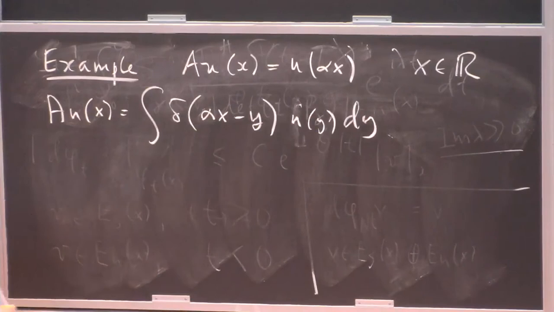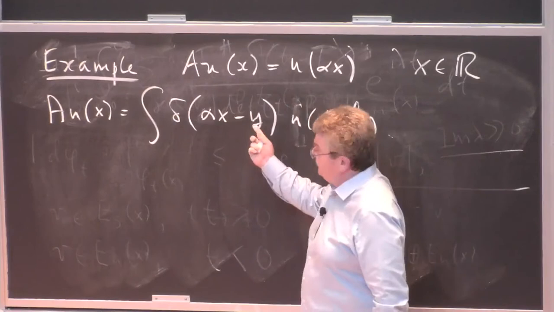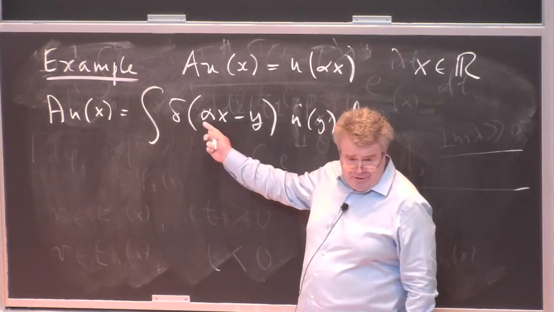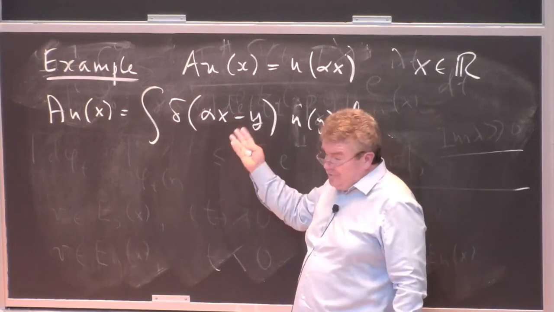And now I say, well, I would like to take a trace in this manner. The problem is that I have to restrict this to the diagonal, namely I need to put x equal to y, equal to x rather. But I have a problem when alpha is equal to 1. I cannot restrict this to the diagonal when alpha is equal to 1. Delta of 0 makes no sense.